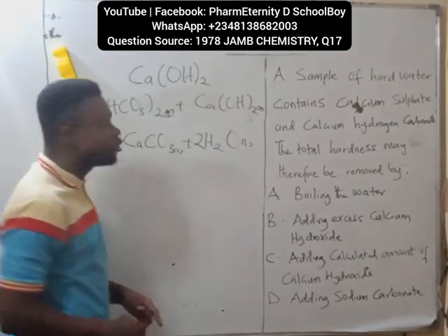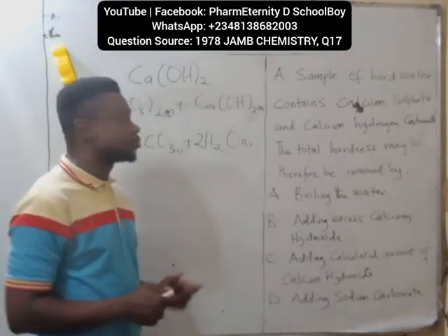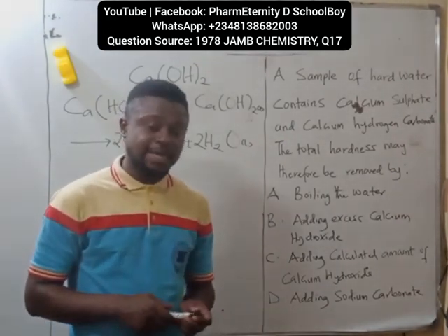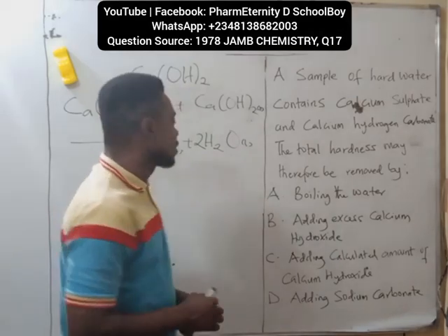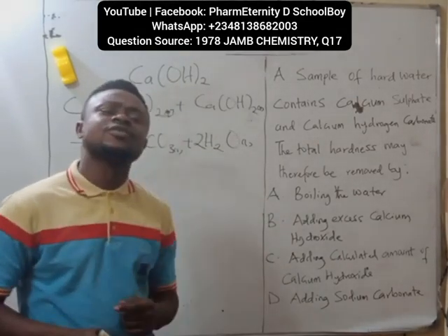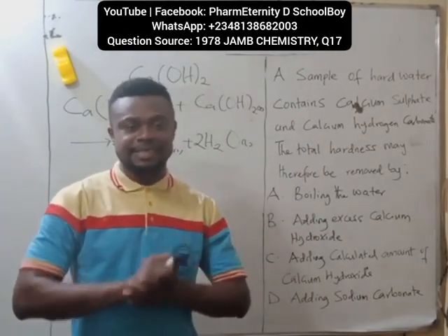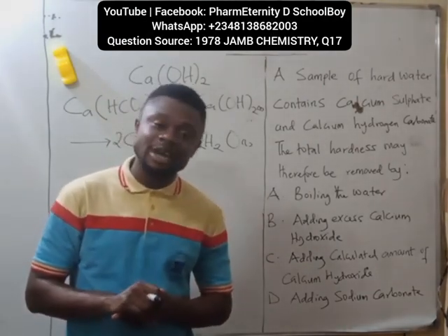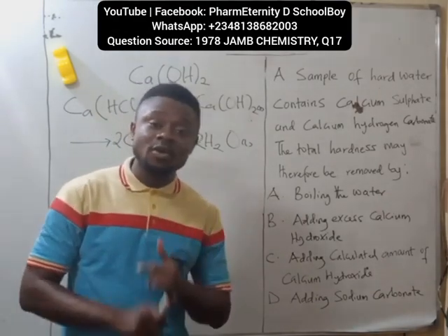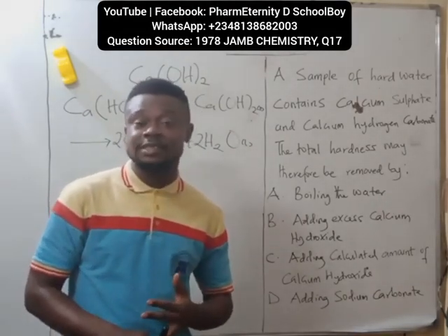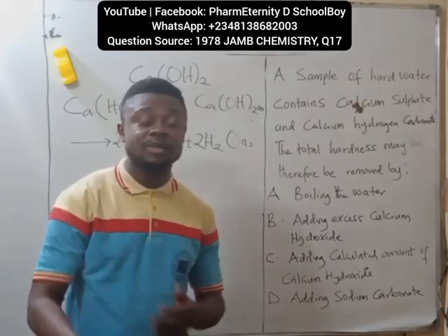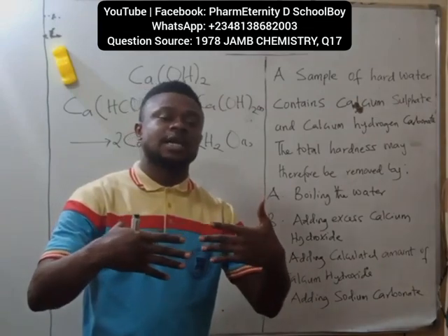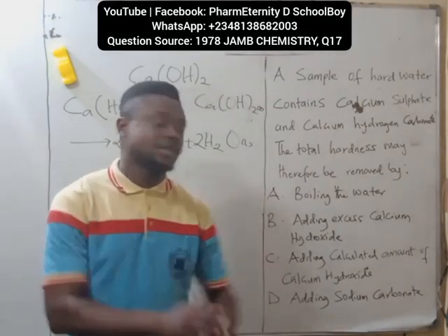So these are the two major ways of removing temporary hardness from water. Now, what of permanent hardness? Permanent hardness is caused mainly by the presence of chlorides and sulfate salts of calcium and magnesium. So let me focus on calcium sulfate so I don't waste time.